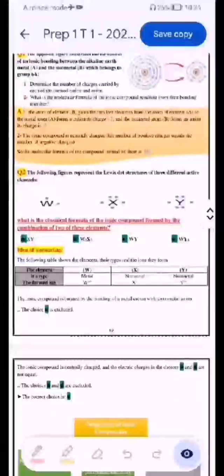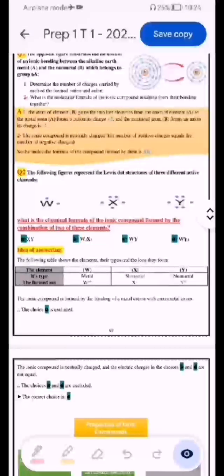Okay, number A, X and Y. X is non-metal and Y is non-metal. Can they make an ionic compound? No, because they are non-metals and will form negative ions, so there is no electrostatic attraction between them because they have the same charge.